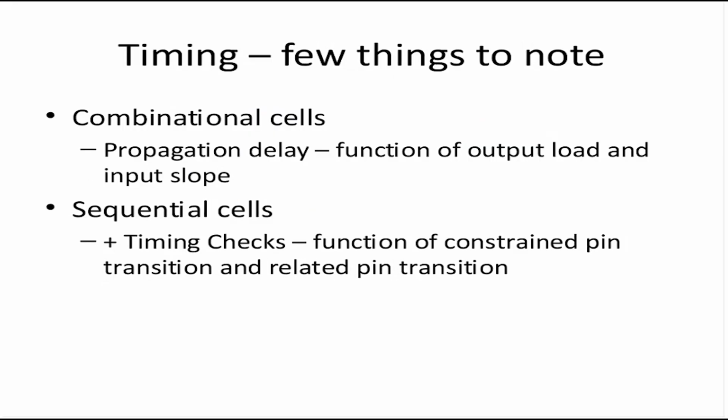Now let's see a couple of important things. For combinational cells, the only thing important is propagation delay. It is a function of output load and input slope. For a sequential cell, apart from the propagation delay from clock to Q, you also have timing checks like setup and hold, recovery and removal. Timing checks are a function of constraint pin transition and related pin transition. We have seen this in the library. If you don't remember this, please go back, look at the standard cell library and see what setup is dependent on. What are the indices of setup? The setup lookup table.